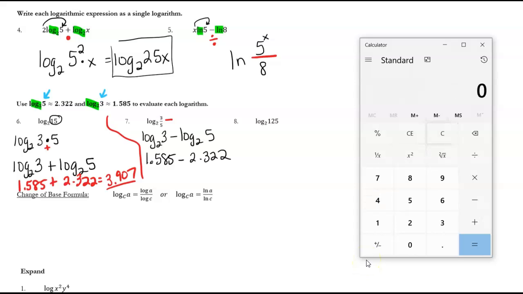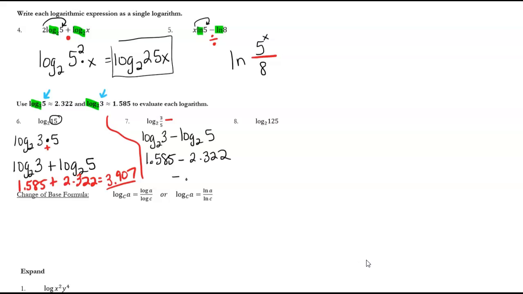Let's clear it. 1.585, oops, that's not a 1.585, minus 2.322. So negative 0.737. And that's the answer.